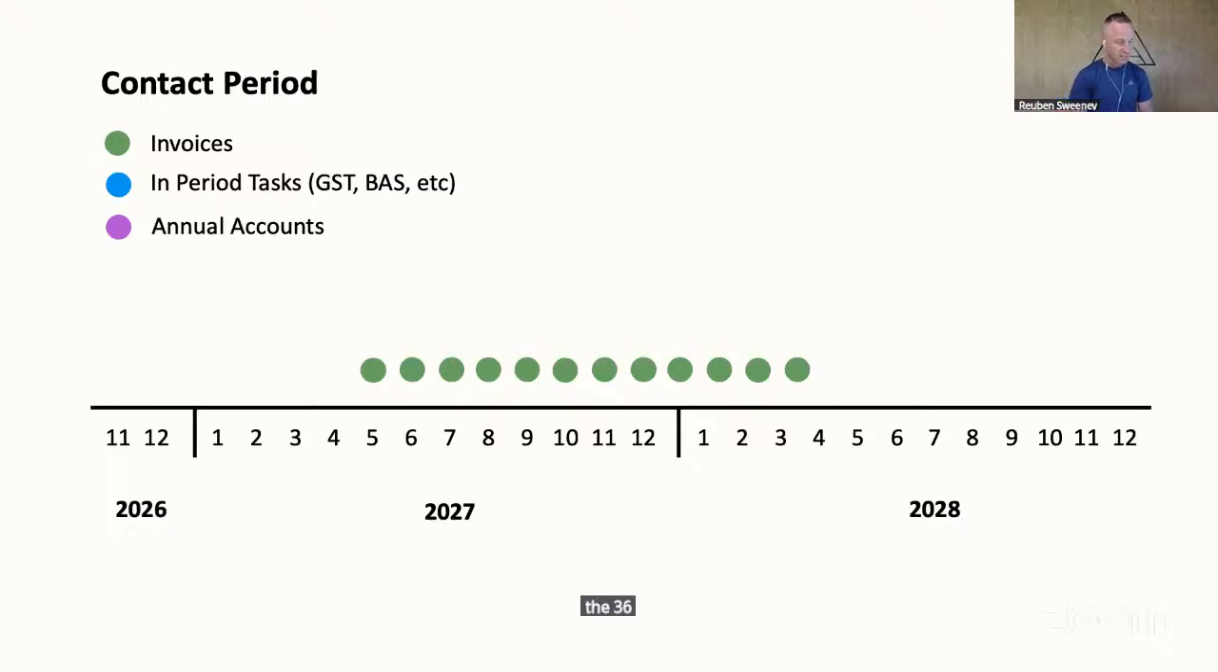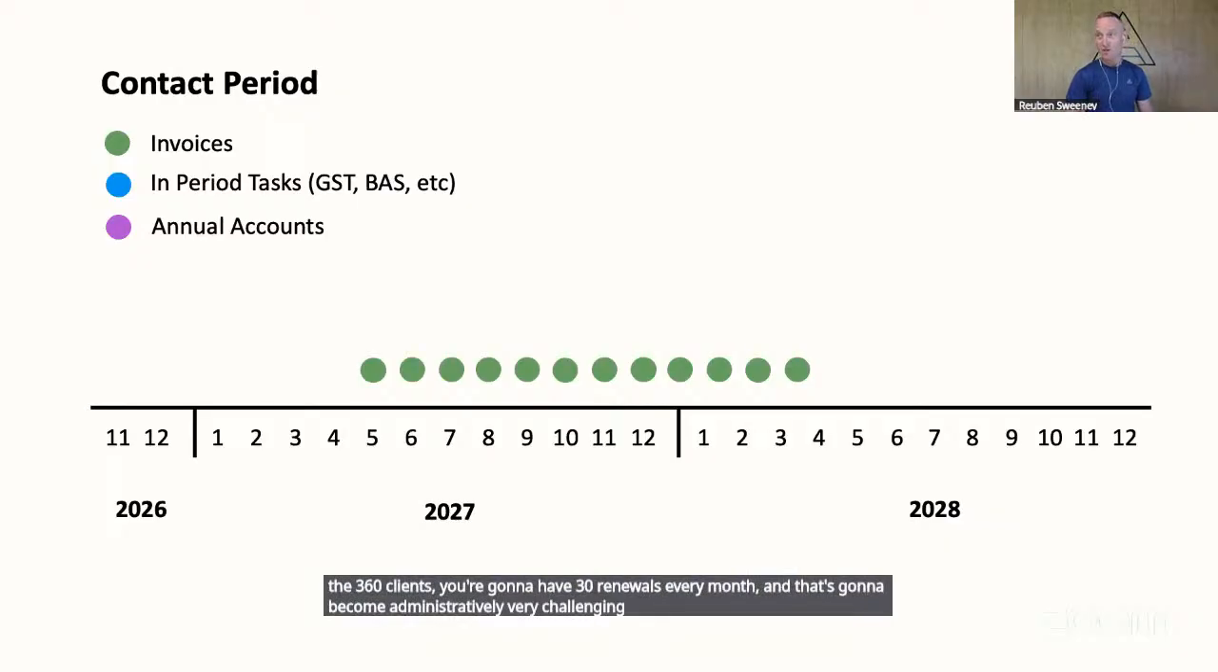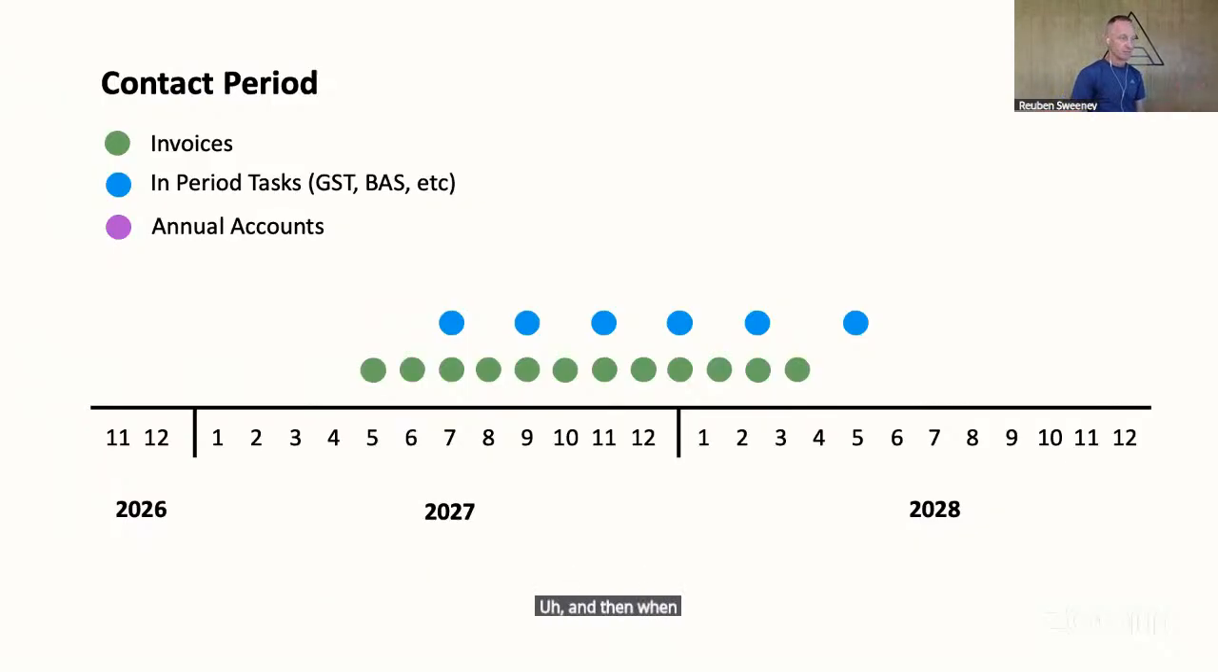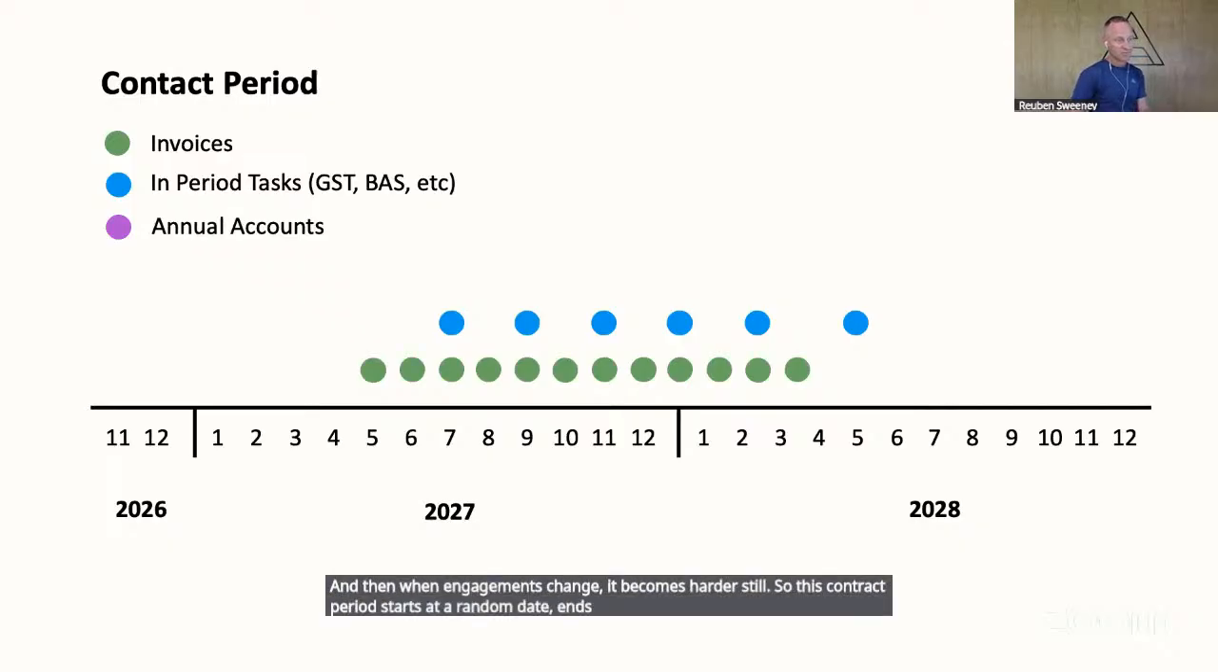But when you get to 360 clients, you're going to have 30 renewals every month. And that's going to become administratively very challenging because effectively you're setting up 30 jobs every month. You're worrying about 30 repricing scenarios every month. It becomes very challenging. And then when engagements change, it becomes harder still. So this contract period starts at a random date, ends at 12 months from that. It looks very similar to in period, but it's happening all the time for you.